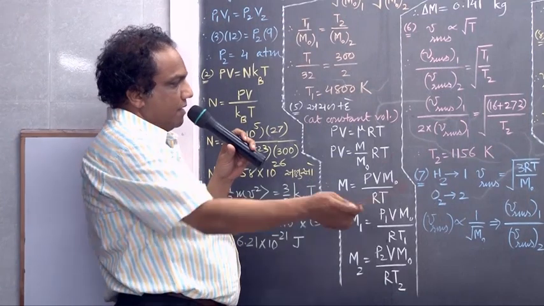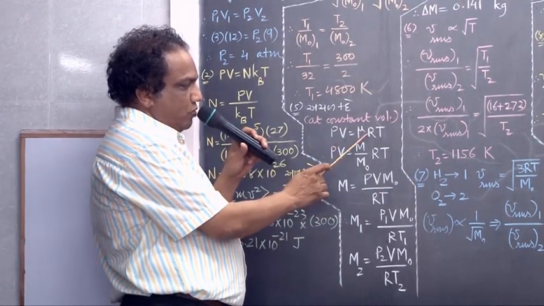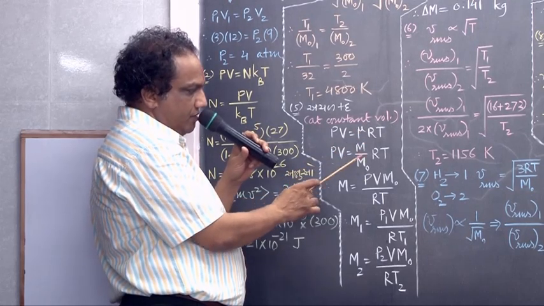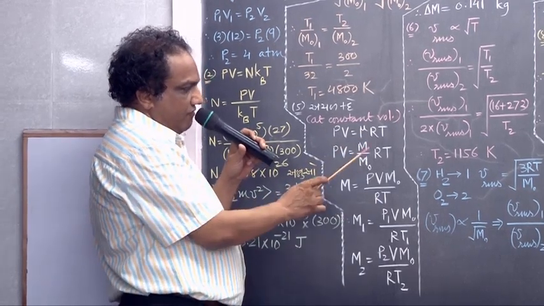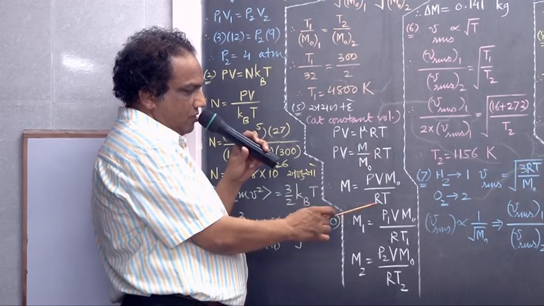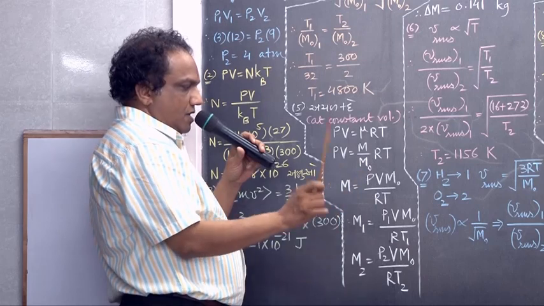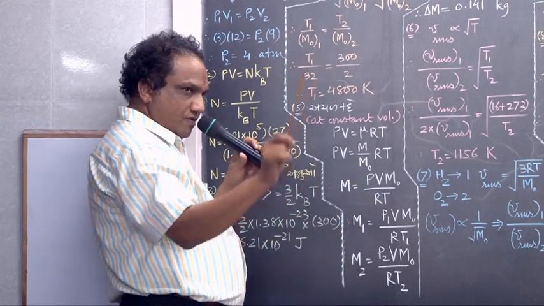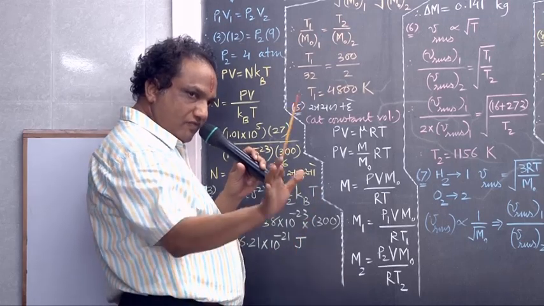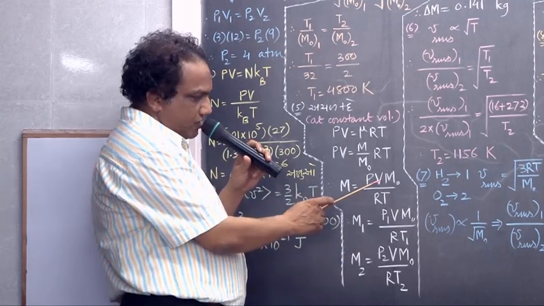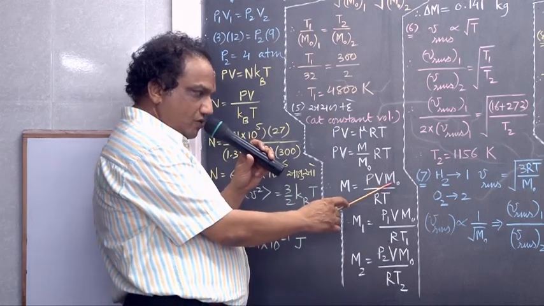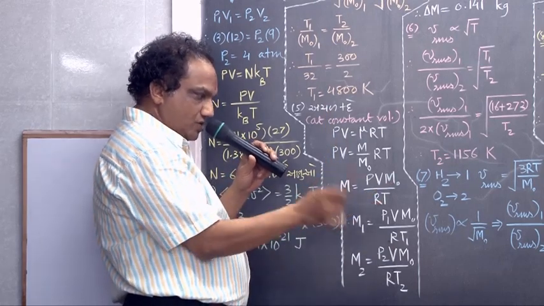Look, PV equals mu RT, where the number of moles is M upon M0. Find out capital M: P into V into M0 upon R into T. You are talking about a given cylinder, which has a fixed volume, so V is constant. For the given gas the molecular weight is constant. R is as such constant only.